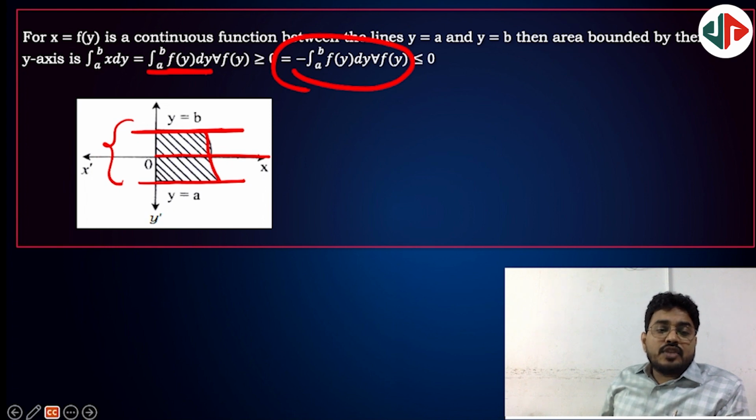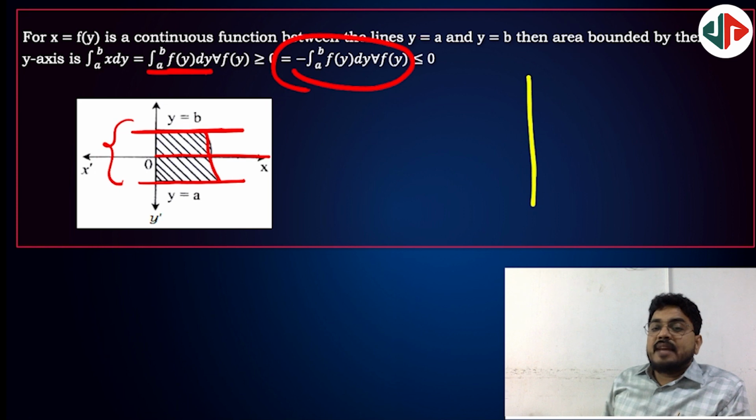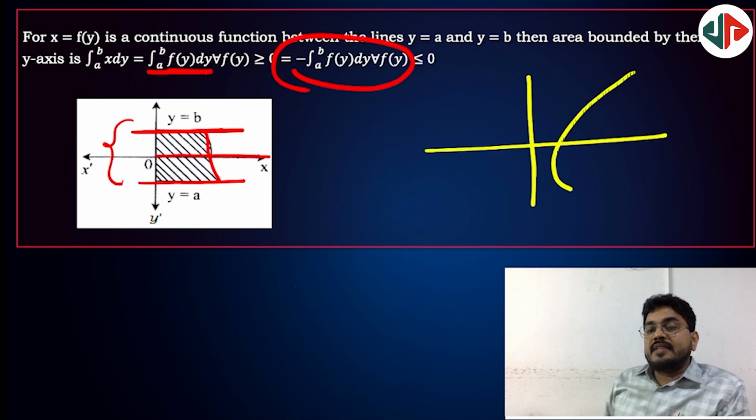Here only, I want to tell you one more diagram which most of the time you'll get. For example, you have a curve like this. I need to find this area. So it is better you go ahead with this area.